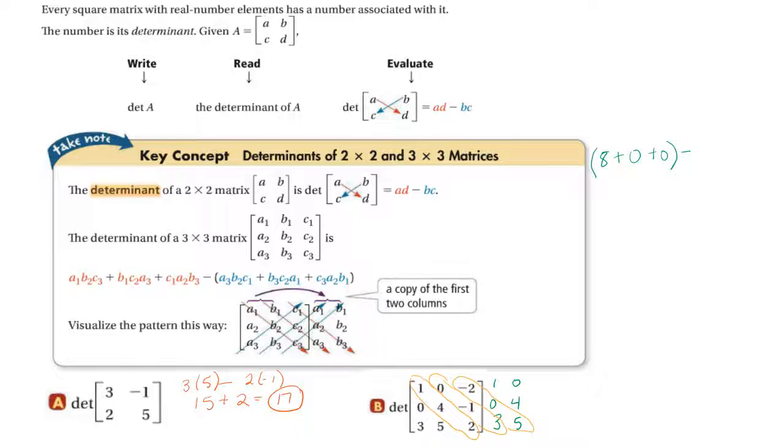Then I'm going to subtract the sum of the other diagonal. So we're going to go the other direction. We're going to do this diagonal and then the two adjacent to it. So 3 times 4 times negative 2 is going to be negative 24. 5 times negative 1 times positive 1 is negative 5. And then 2 times 0 is 0. So in the first set we get an 8, and then we have minus negative 24 minus 5, which is negative 29, which gives me a positive 37. So the determinant for part B is 37.